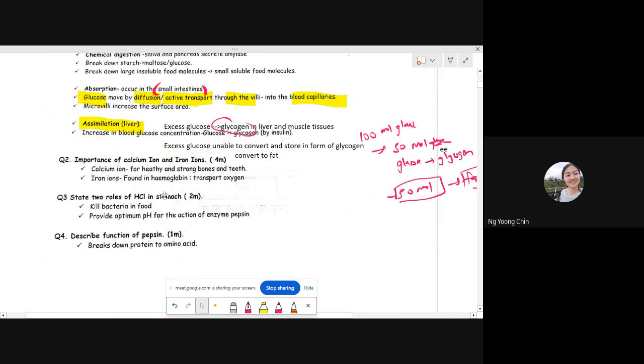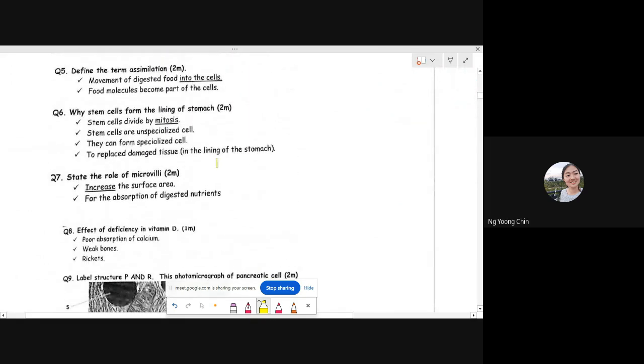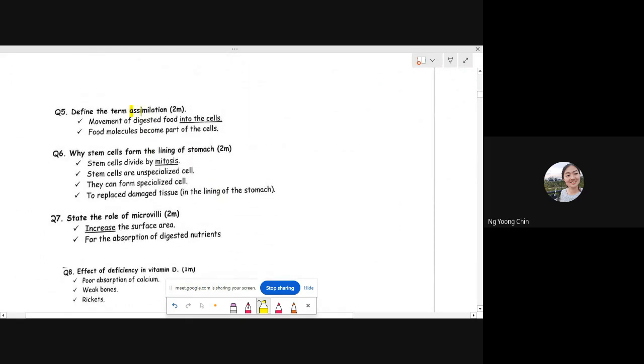And then, okay, the importance of calcium and iron. You just need to know that iron helps in the making of red blood cells. Calcium is for strong bones and teeth. Other than that, I think you already know. So assimilation, see this one, assimilation. Assimilation is where they help to move the digested food, which is already small soluble nutrient molecules, directly into the cell, just like how glucose is able to enter into the cell and get into cellular aerobic respiration. So now the food has become part of the cell.